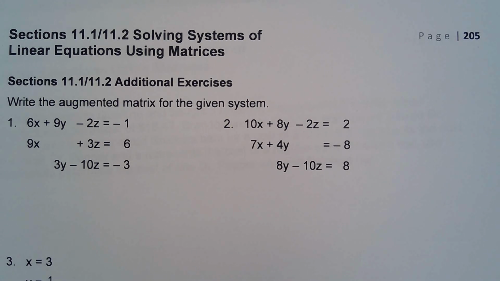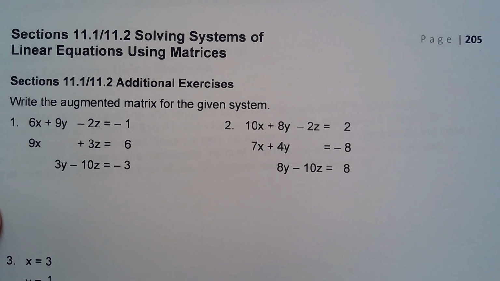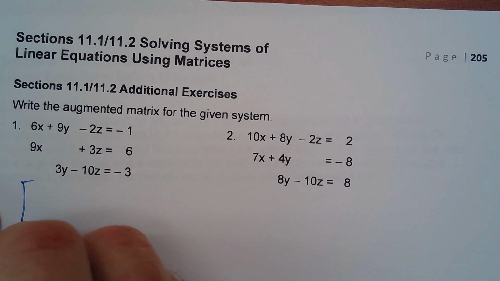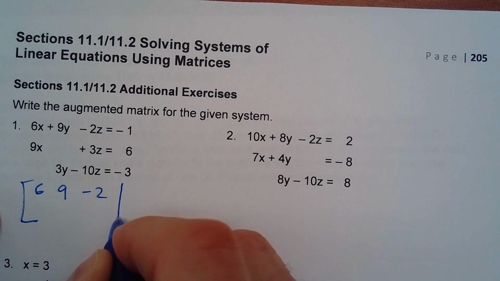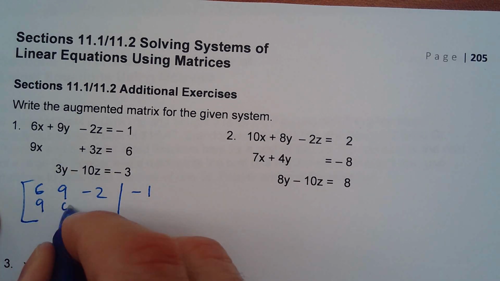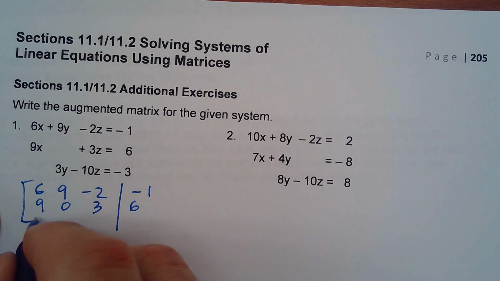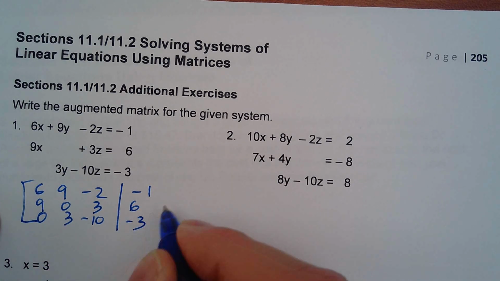So let's go ahead and go to the additional exercises for section 11.1, 11.2. For problem number 1, we just want to go ahead and write the augmented matrix. So I'm going to do 6, 9, negative 2, negative 1. 9, no y terms, so I need to put 0, 3, 6. No x terms, so I need to put 0, 3, negative 10, and negative 3.